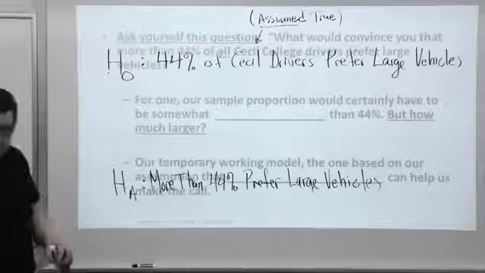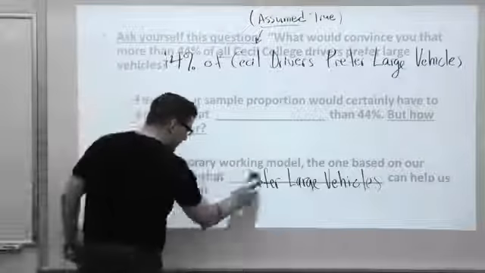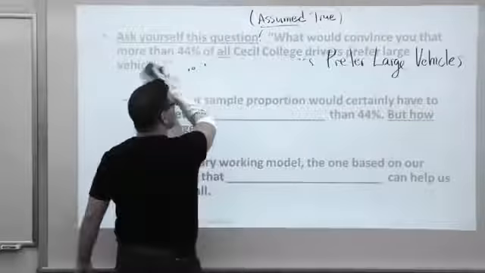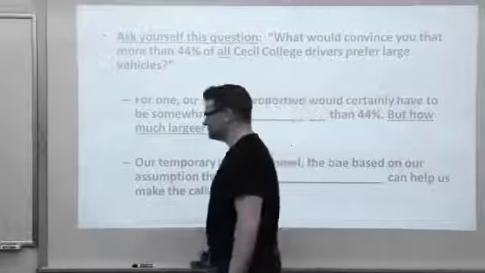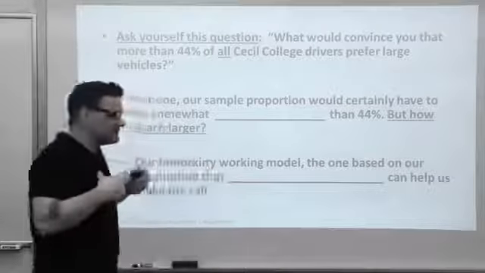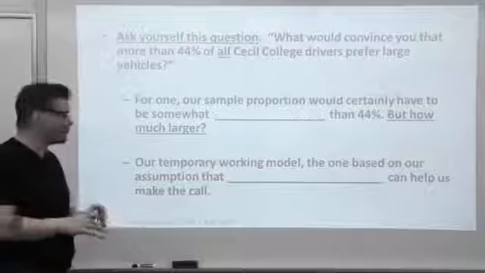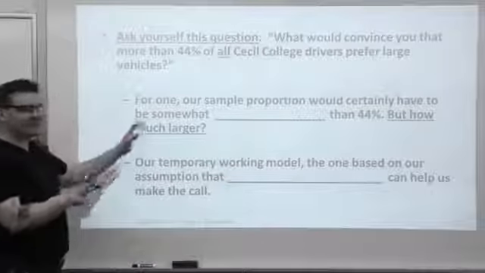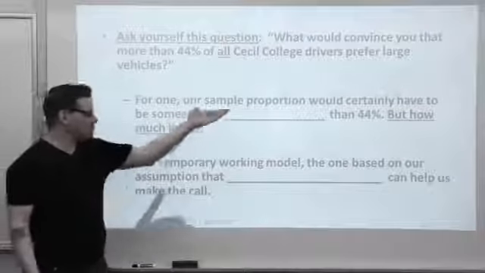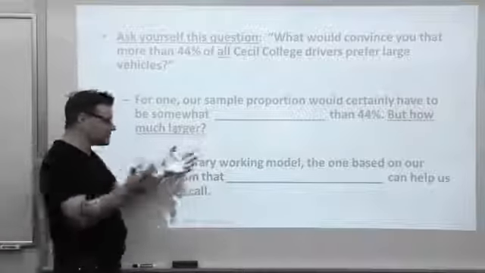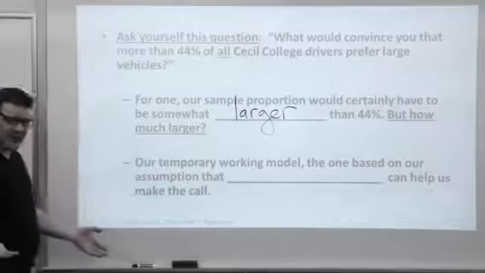All right, so we've got our hypotheses, and we understand sort of what they're telling us. Now, students, ask yourself this question. What would convince you that I'm right? That my claim is correct? What would convince you that more than 44% of all Cecil drivers prefer large vehicles? For one, certainly the sample proportion when we collect that data has to be larger than 44%. The claim is that it's greater than.